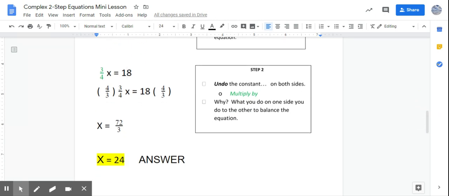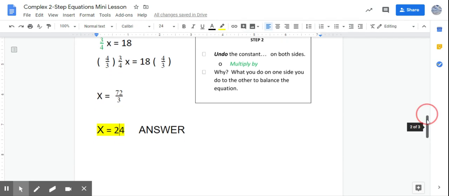We are going to get rid of this by multiplying by 4/3, right? We're going to do that on both sides. These two cancel themselves out, equals 1. We're left with the x. 18 is basically the same as 18/1, and we're multiplying 18 times 4 equals 72. 3 times 1 as a denominator equals 3. So we have 72 divided by 3, and that's going to give us 24 as our answer.